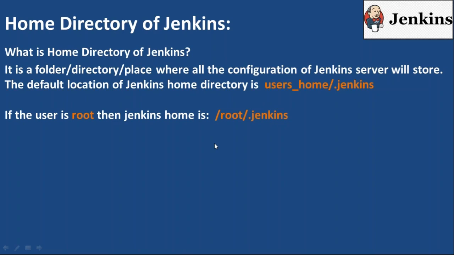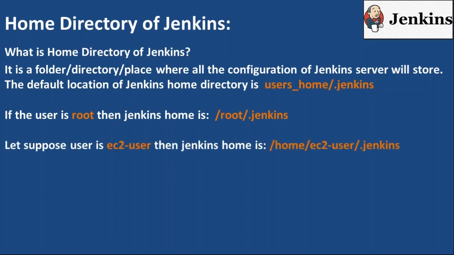Suppose the user is other than root. I am going to explain this concept on a Red Hat EC2 instance. The default user other than root in an EC2 instance is ec2-user. Suppose we run our Jenkins as ec2-user, then what is the Jenkins home directory? This is under /home/ec2-user. This is the ec2-user home path. There it will create a hidden directory, .jenkins.